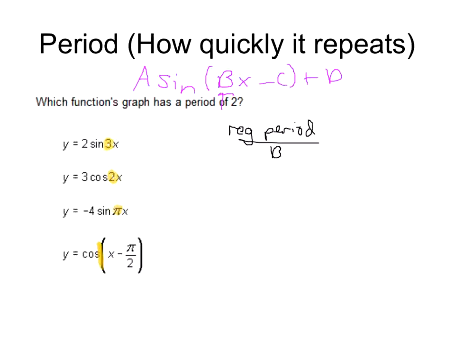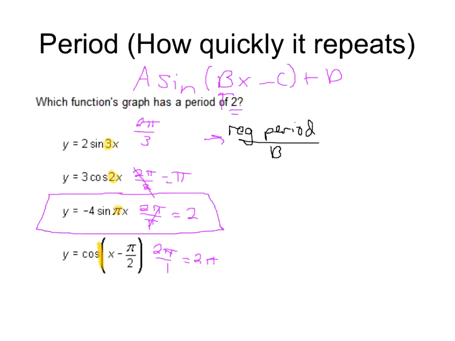What I need to do to figure out which one has a period of 2 is take the regular period and divide by b. For sine and cosine functions, we learned last week that they have a regular period of 2 pi. So this would be 2 pi divided by 3. This one would be 2 pi divided by 2, 2 pi divided by pi, and 2 pi divided by 1. By the time I reduce here, the top one's going to remain 2 pi over 3. This one would be pi, this one would be 2, and this one would be 2 pi. So the one that has a period of 2 is this second one right here.